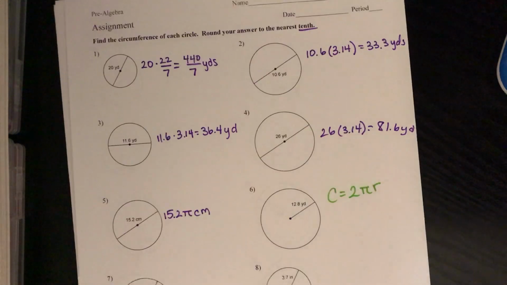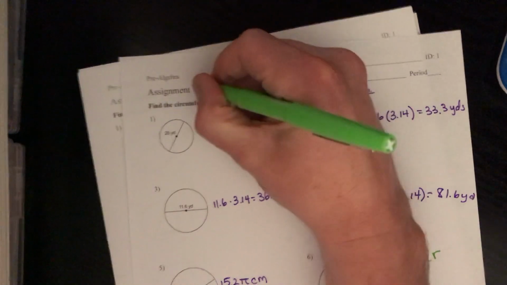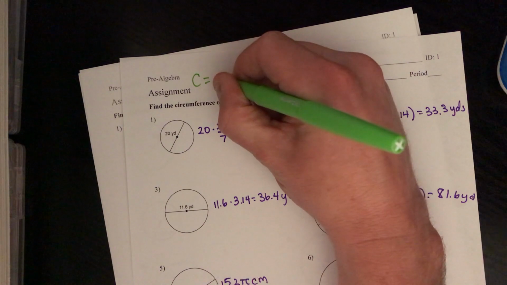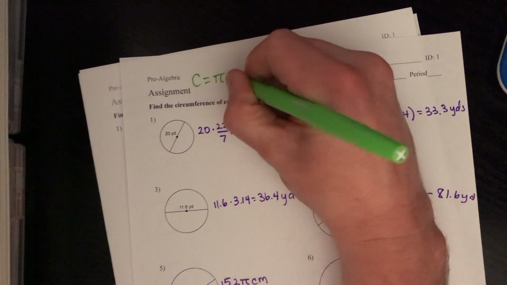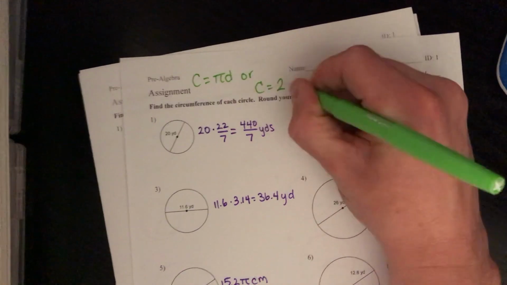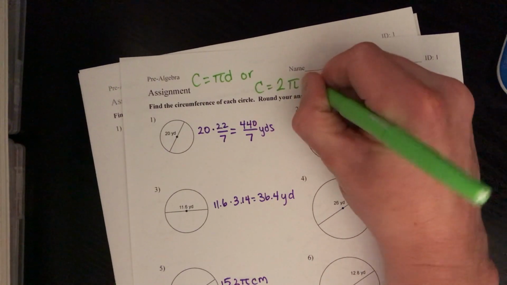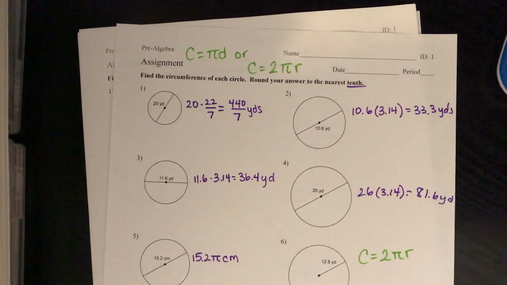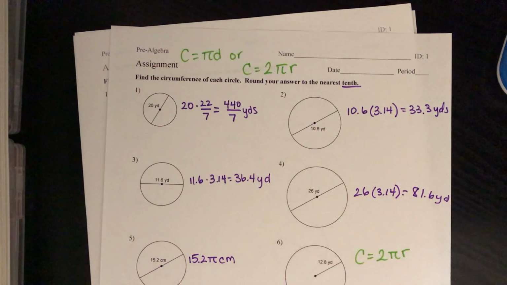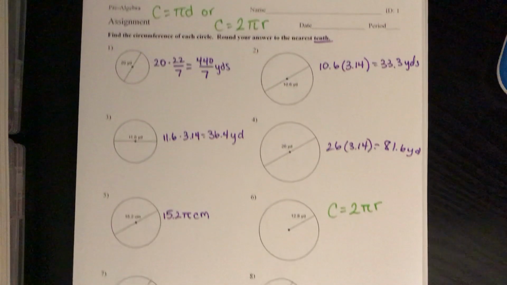All right, so before we go any further, I want you to write the formulas up here at the top of this paper. So you should have C equals pi times the diameter, or C equals 2 times pi times the radius up at the top. And at the end of this period, I want you to keep these papers so that you have examples of how to do these and some papers with the formulas on them.